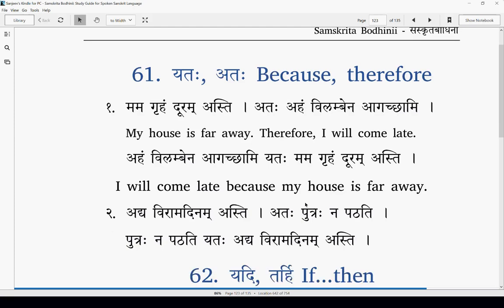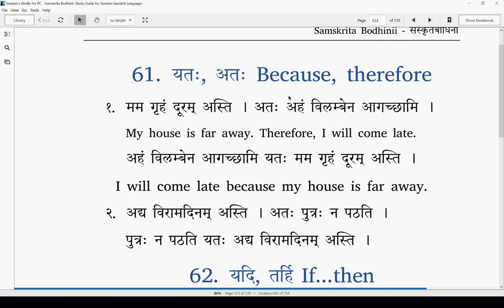Yataha, ataha. These are because and therefore. This is again a pair. Mama griham duram asti ataha aham vilambena agacchami. See, if you look at the first sentence, ataha means therefore. Mama griham duram asti, my house is far away. Ataha aham, therefore, I come late.